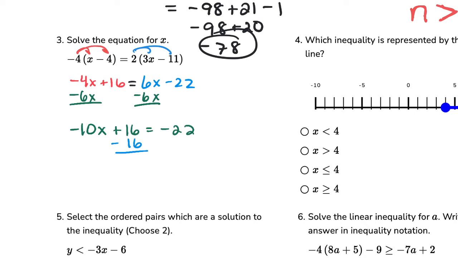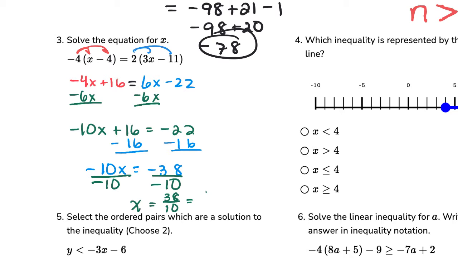Get rid of the 16. That gives -38, and divide by -10. So x equals 38 over 10. Of course, we'll reduce that fraction to 19 over 5. Or if you wanted to, you could put 3.8. Either of these would be correct.